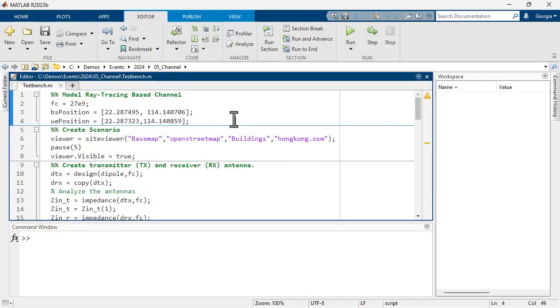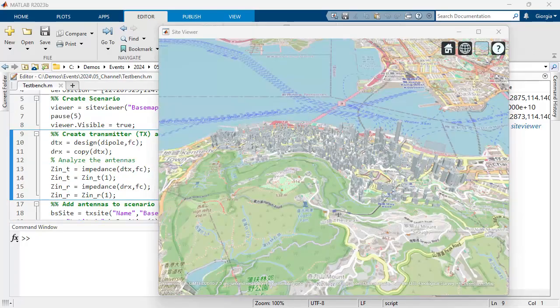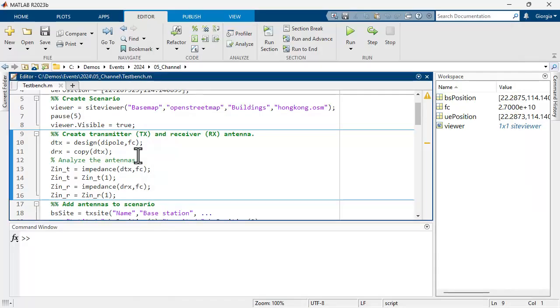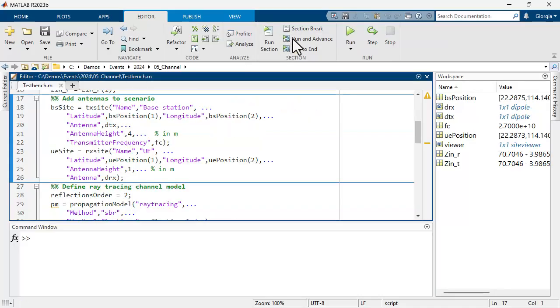Center frequency 27 GHz, base station position and UE position are given in latitude and longitude. And you can see them here that they are inserted in a scenario with buildings actually located in Hong Kong. For the transmitter and receiver, we just use a simple dipole in this case and a propagation model that uses ray tracing with two bounces.